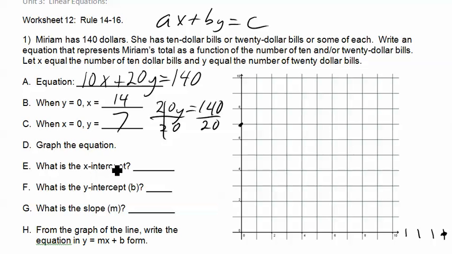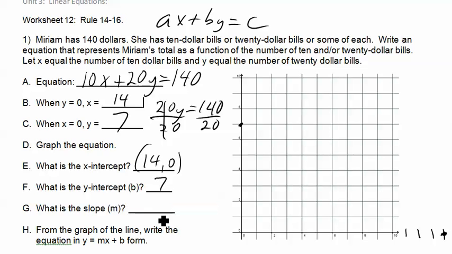So, what's the x-intercept? The x-intercept is 14, or it's 14, 0. And what's the y-intercept, which will be b in our equation in slope-intercept form? So that's going to be 7.